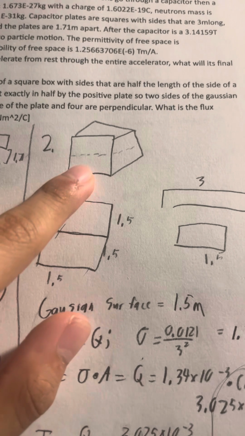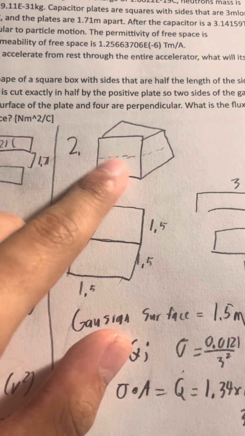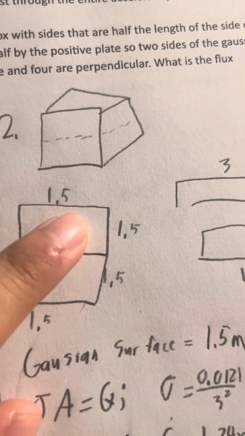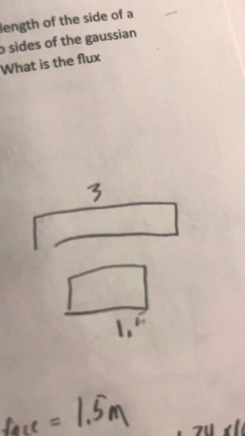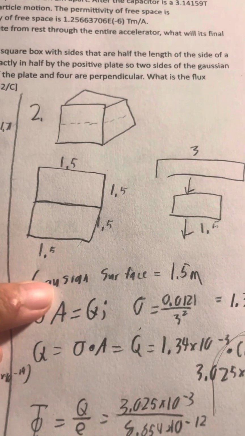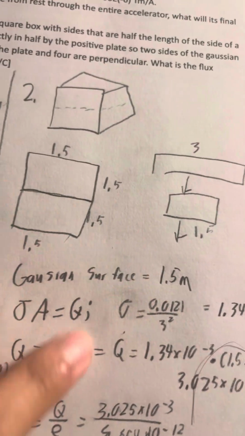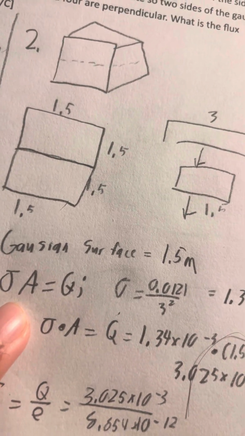So here we have our box, our Gaussian surface, and it's being cut in half by the plate. As you can see here, the dimensions of the plate would actually be 1.5 and 1.5. And just to show how this would occur, a charge would move through the plate, through the Gaussian surface, and what we're trying to do is find the flux of this resultant. So we know the Gaussian surface will have a side of 1.5 meters, as part of its dimensions. And then here's another equation that we have to use in order to work this out.